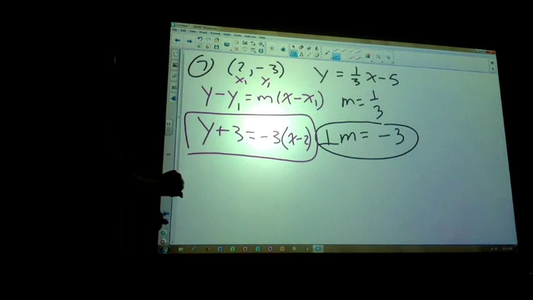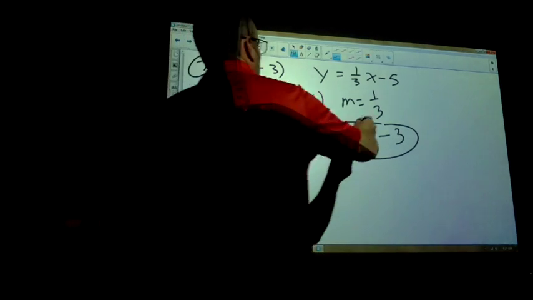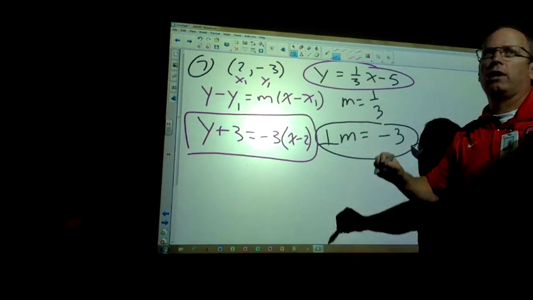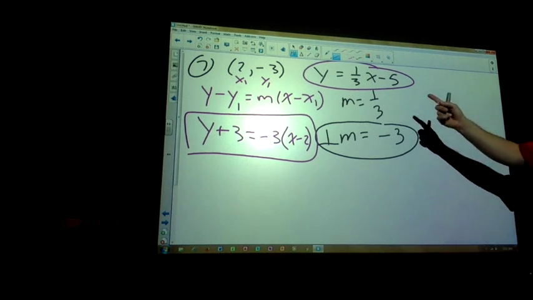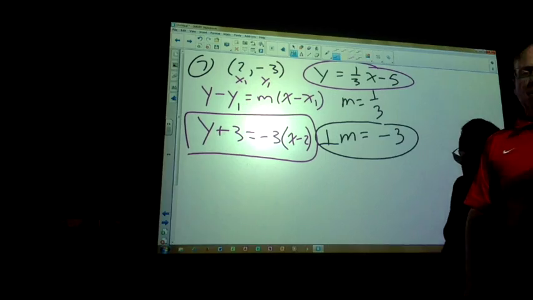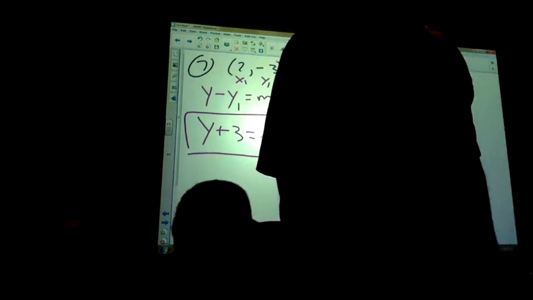They wanted an equation. We have an equation. This equation happens to be perpendicular to the given equation. So if I drew the two lines, they would intersect each other, crossing at 90 degrees. And we have that particular slope and goes through that point.